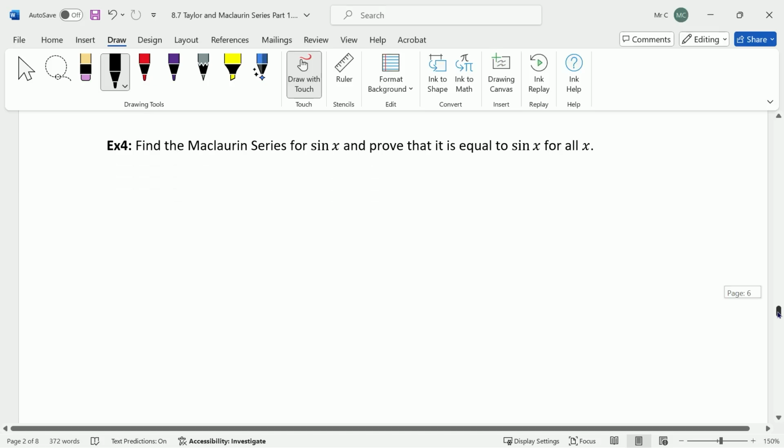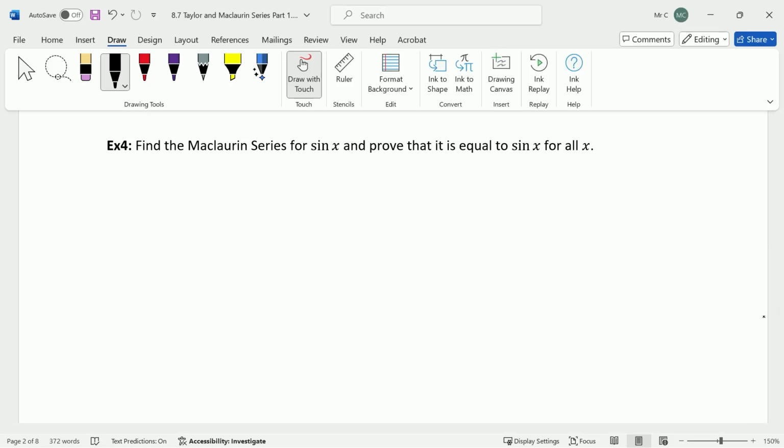So now we got a big one. Now we're going to do all 3 things that we talked about before, but all at once. Find the Maclaurin series for sine of x and prove that it's equal to sine of x for all x. So this requires first finding the series, then showing that it converges and where it converges, then using Taylor's remainder formula to prove that the limit is actually equal to the original function.